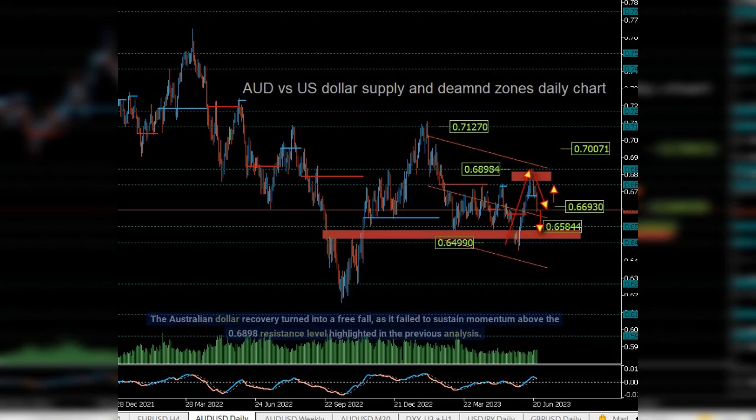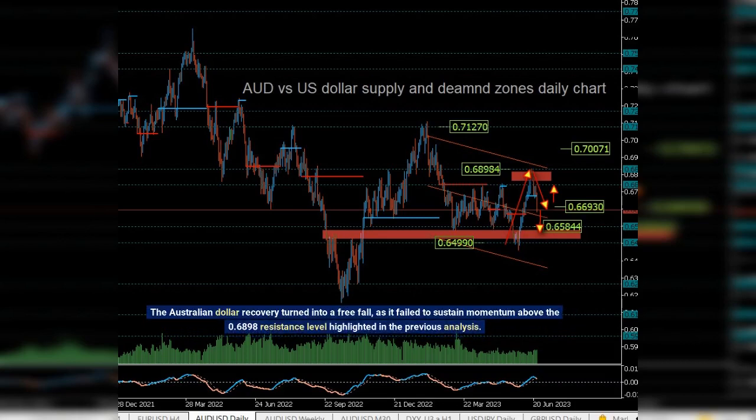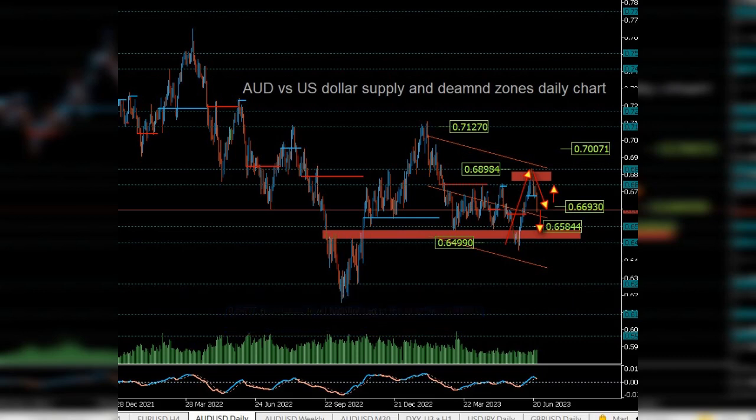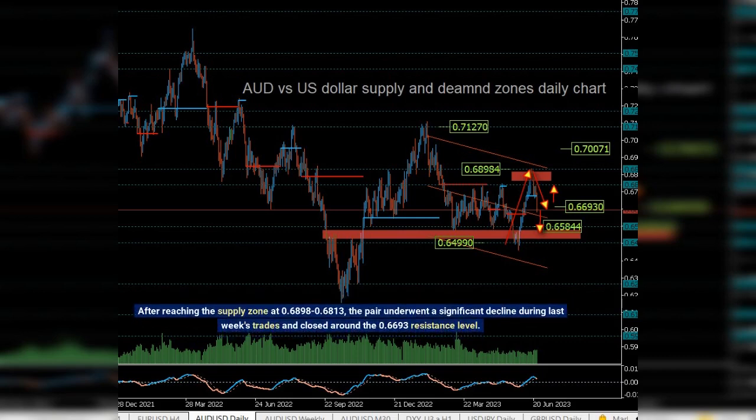Finally, let's delve into the analysis of the Australian dollar against the US dollar in the daily chart. The Australian dollar recovery turned into a free fall, as it failed to sustain momentum above the 0.6898 resistance level highlighted in the previous analysis. After reaching the supply zone at 0.6898 to 0.6813, the pair underwent a significant decline during last week's trades and closed around the 0.6693 resistance level.